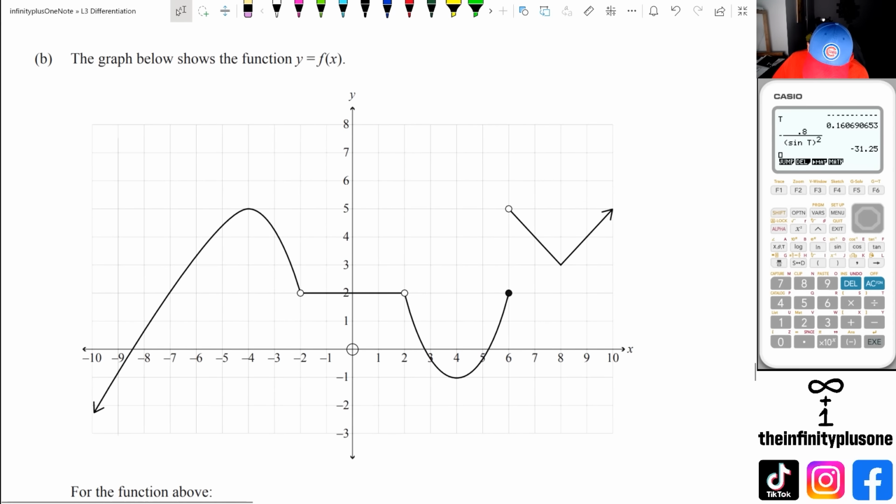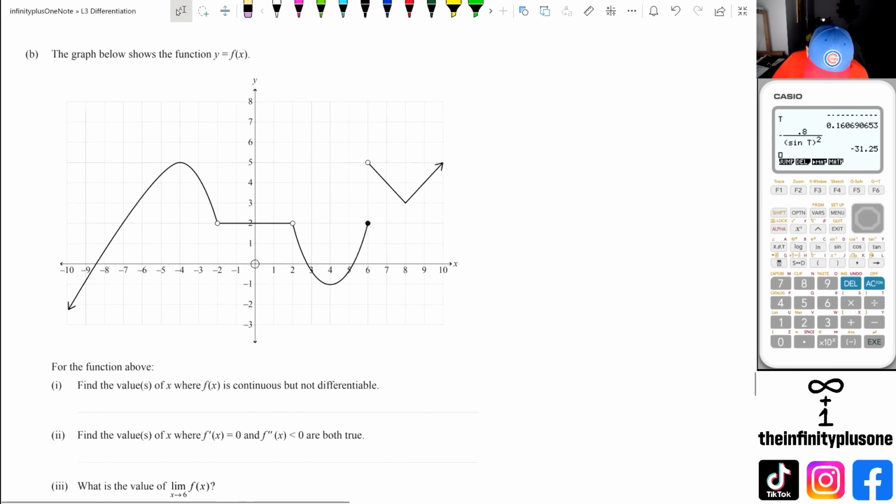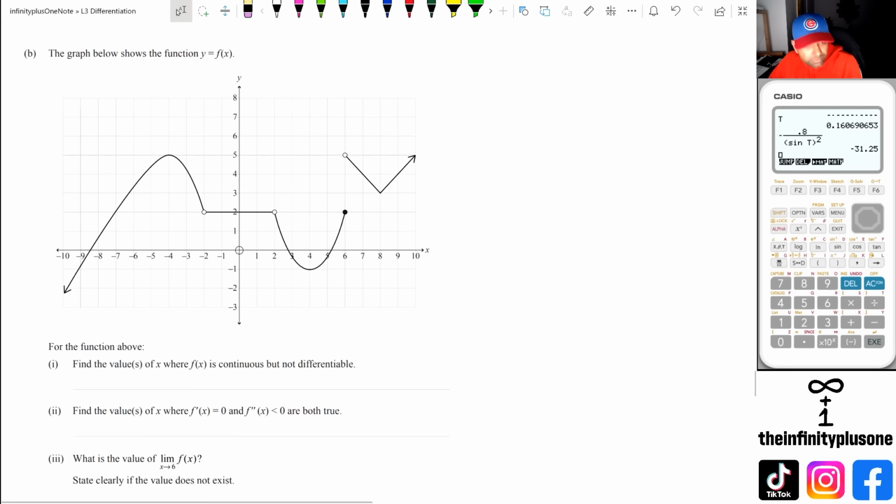So, question B. I gotta love these types of questions. Find the values of x where the f of x is continuous but not differentiable. I think the only value I'm looking at is 8 here, because right here it is continuous. It's kind of like going through, but you can't actually differentiate at that value. So that's going to be x equals 8.